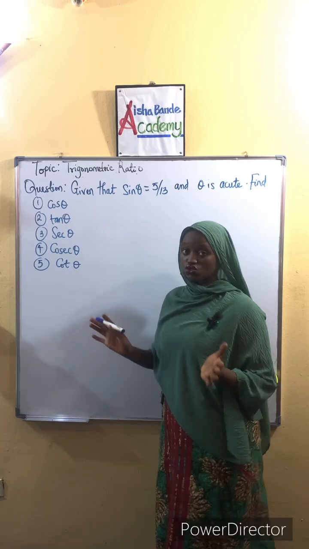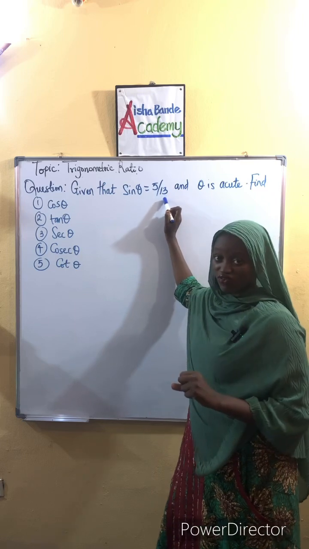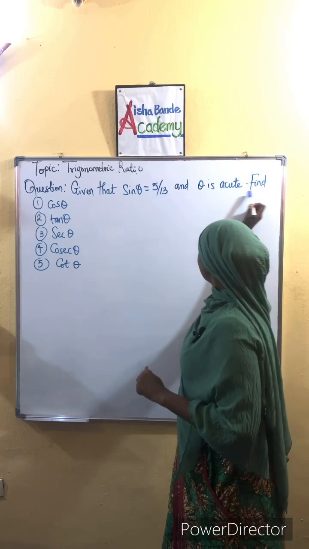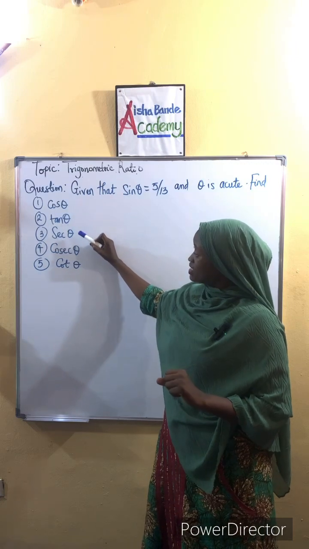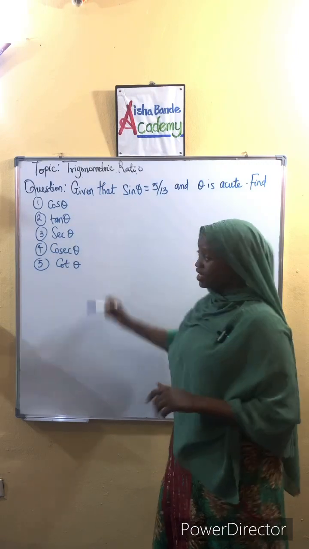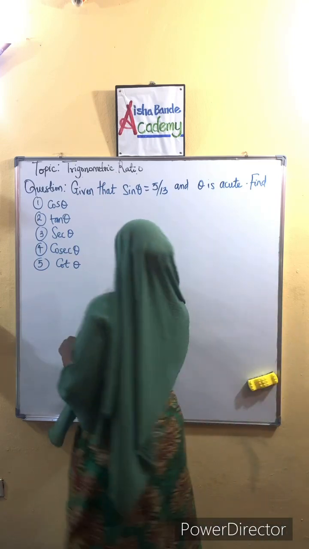We have a question to solve which says, given that sine theta is equal to 5 over 13 and theta is acute, we are asked to find cos theta, tan theta, sec theta, cosec theta, and cot theta. So let's begin by bringing all the parameters we have.